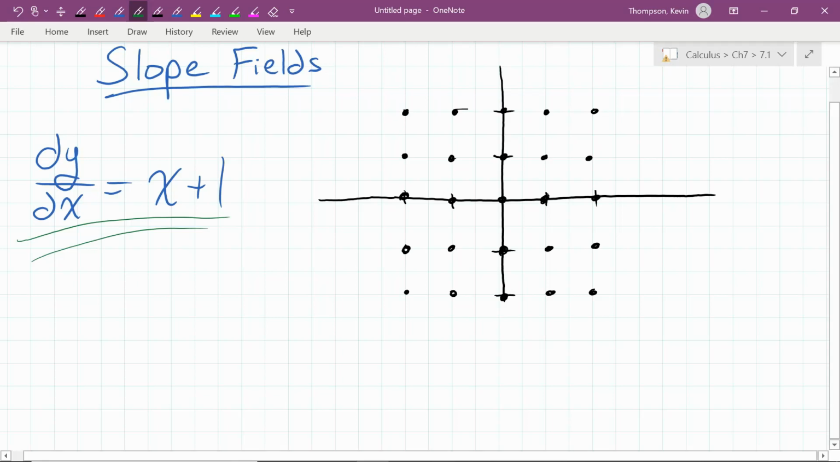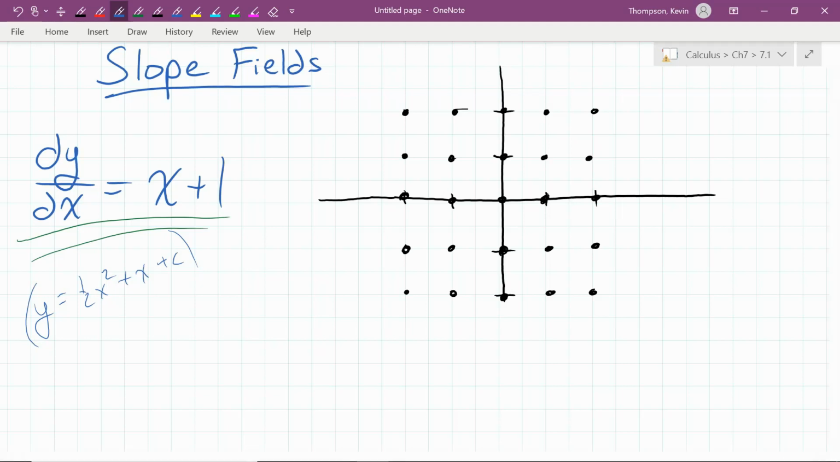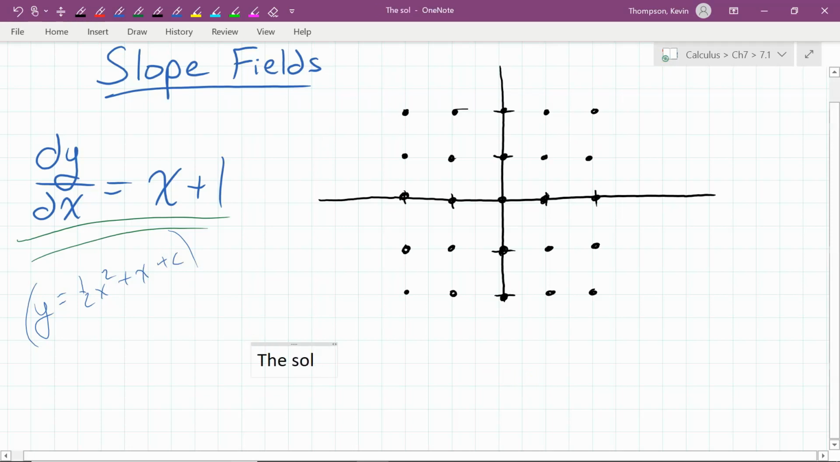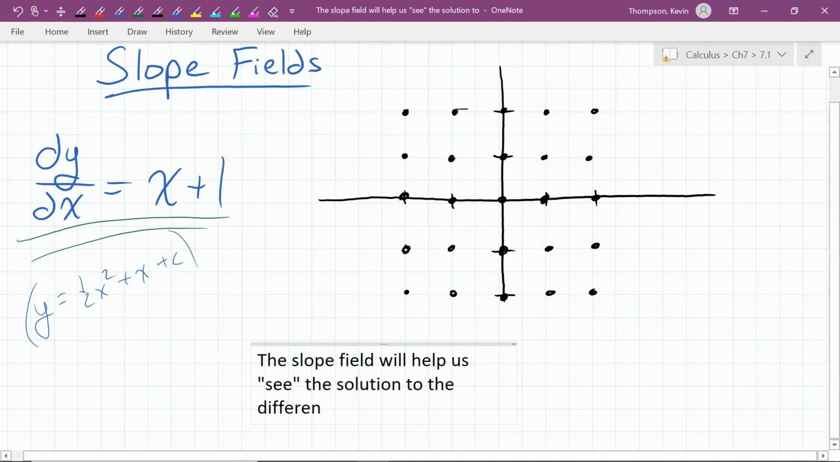So now for us, we know the function, right? So we've actually already written down this antiderivative here that we know is connected. So I'm just going to put this in parentheses here, so I'm kind of thinking about it. But the goal really of the slope field, and so I'm going to put this off to the side, so the slope field will help us see the solution to the differential equation.